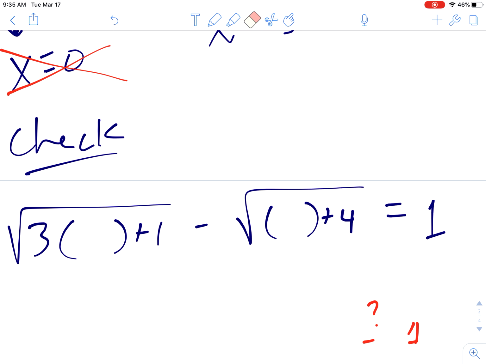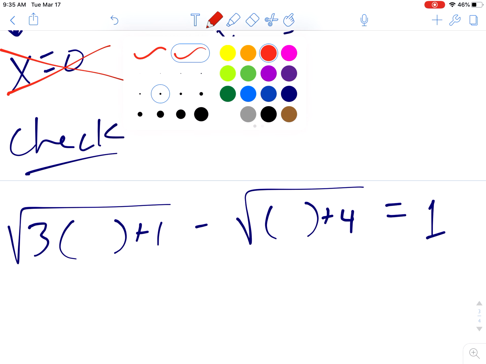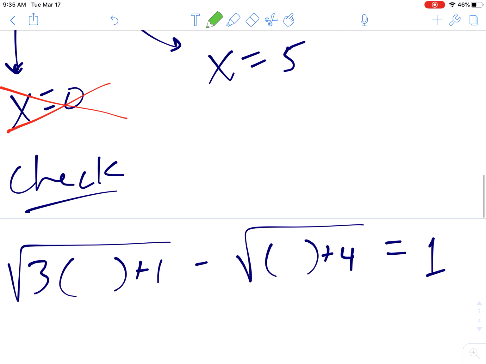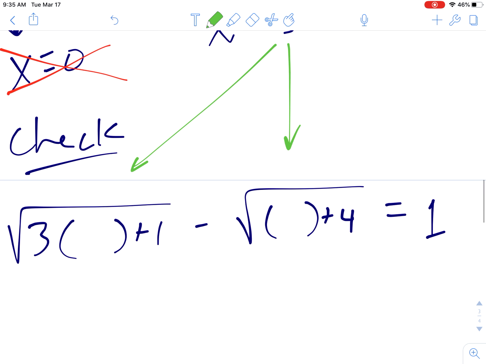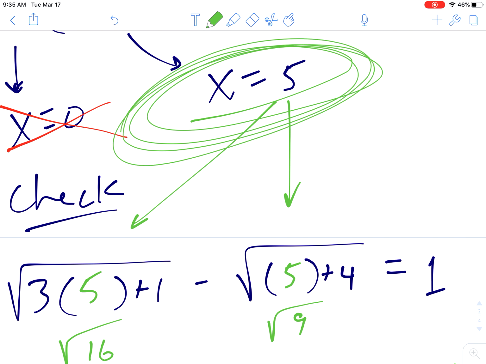Now we go back and we check the other one. Usually one of them is going to work, usually. So now we're going to check the 5 into those two empty spots. So this is going to be the square root of 16. Well, square root of 16 is 4. This is going to be the square root of 9. The square root of 9 is 3. 4 minus 3 is 1, so that one checked off. So this one only has one solution, x equals 5.